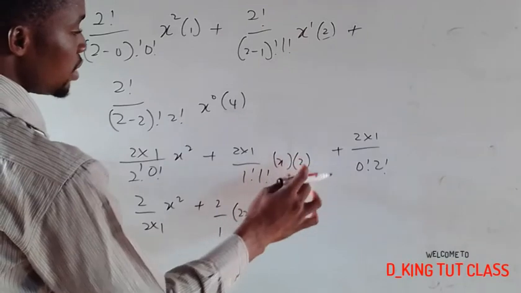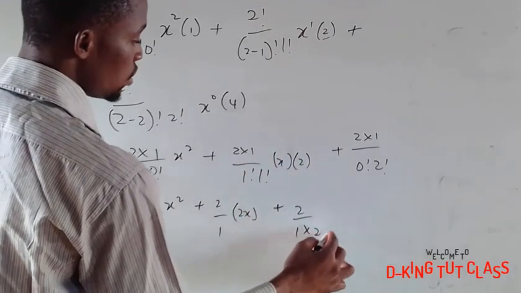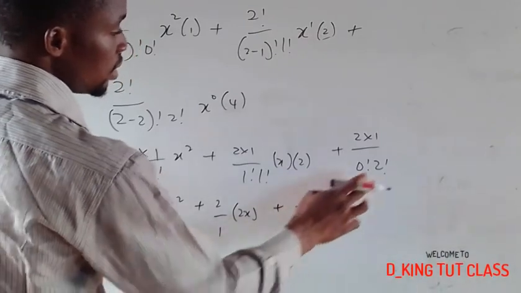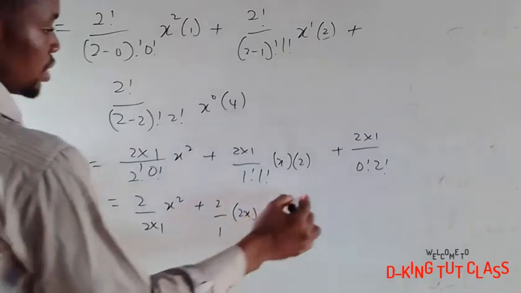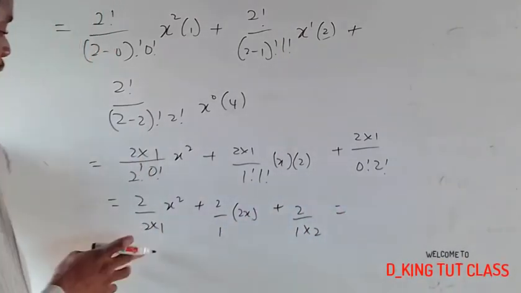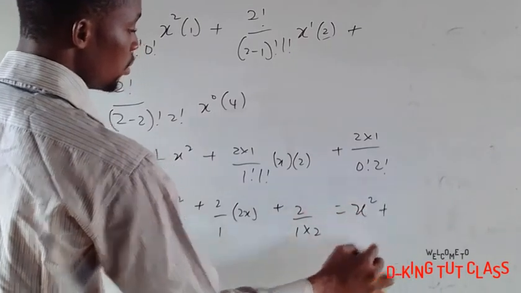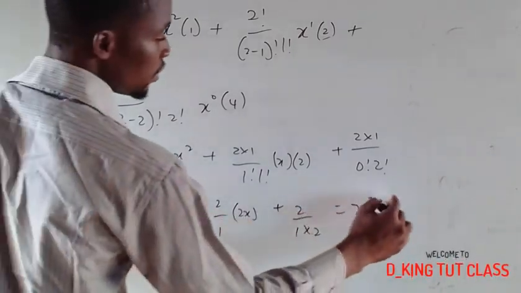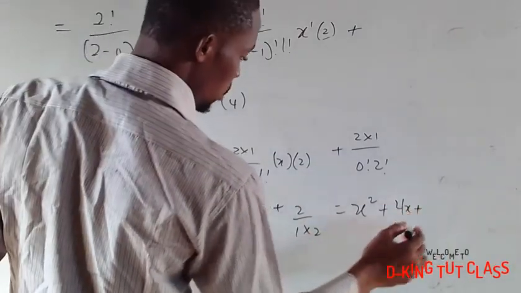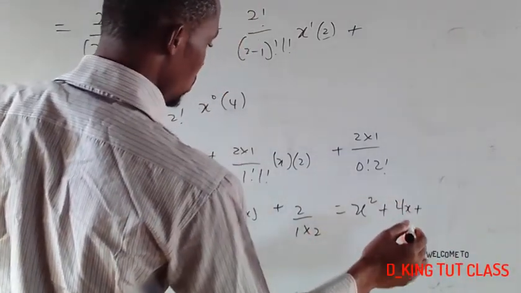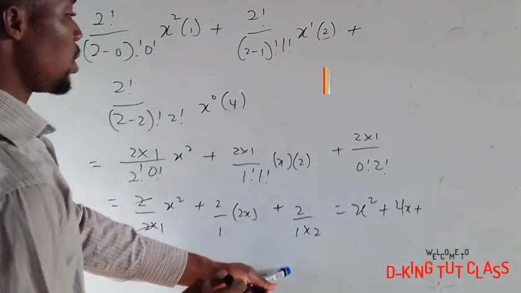2x. When I multiply this, plus what? 2 over what? 1 times what? 2. Where 0 factorial here is 1. 2 factorial is what? Is 2. That's times 1, which is 2. So, on solving, I'm going to have that what? This cancels this. I have x squared plus 2 times 2 here is 4x plus 2 over 2 here is 1.